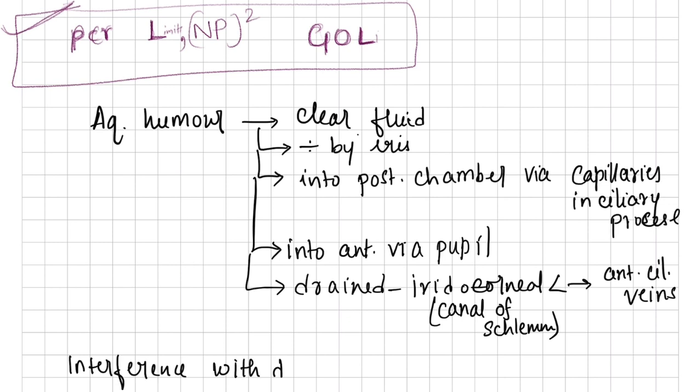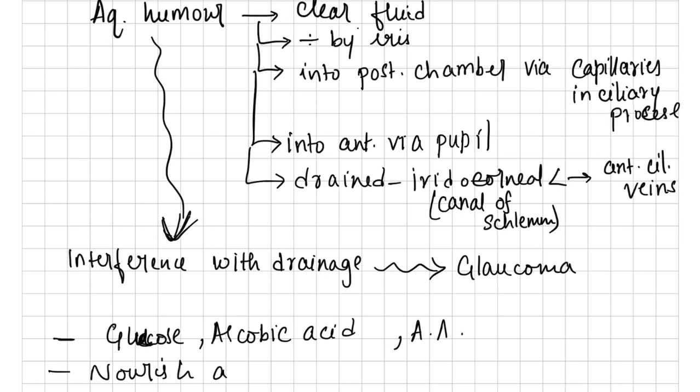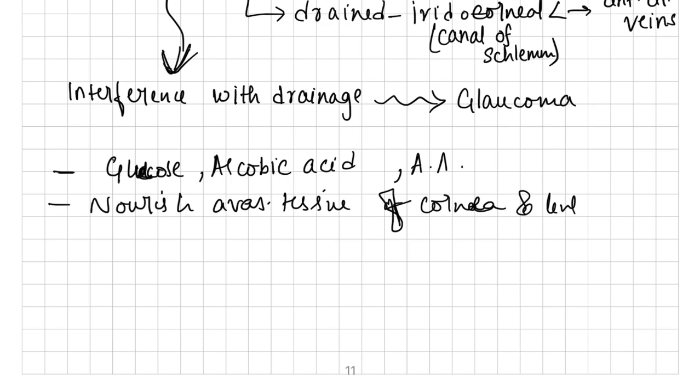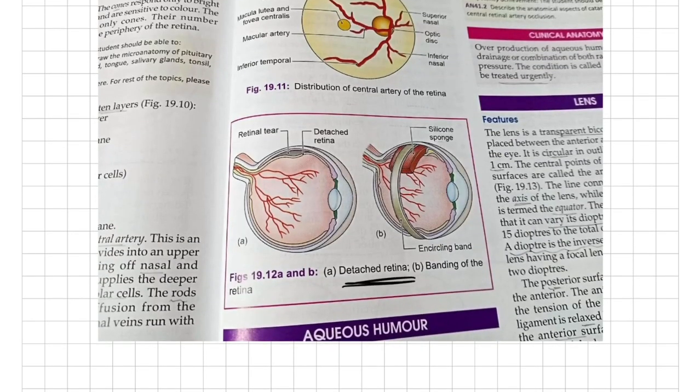If aqueous humor drainage is blocked or there is a certain kind of issue in the drainage system, then it leads to glaucoma. It's a severe condition in which there is a certain disturbance because aqueous humor is accumulated in the anterior portion. Aqueous humor is rich in glucose, ascorbic acid, and amino acids. It is used to nourish the avascular tissues present.